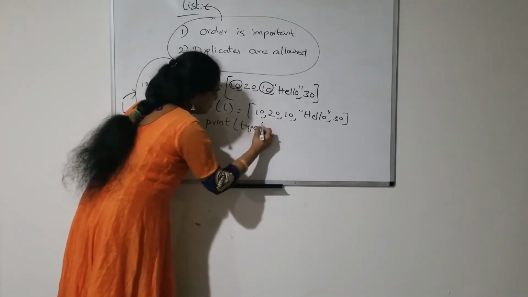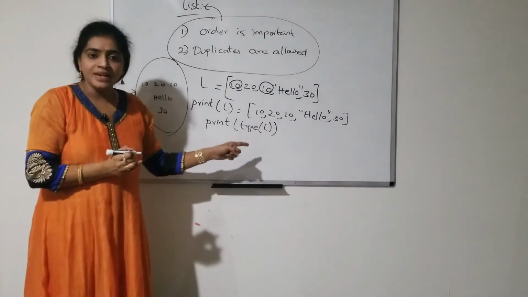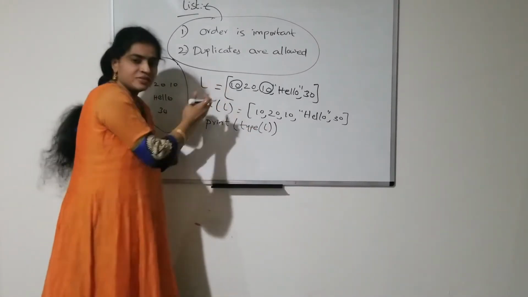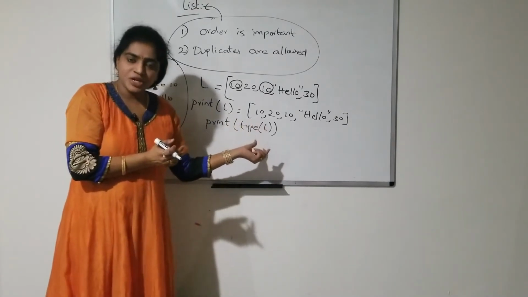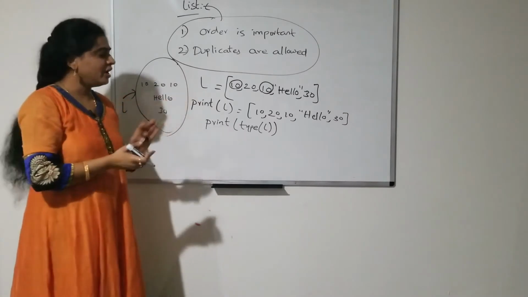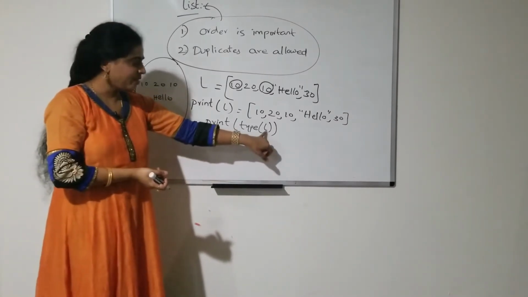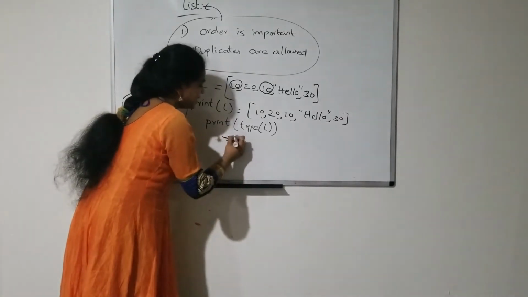So, what is the purpose of this type function? The type function is a built-in function which is used to show the data type of that element, the data type of this variable. So, here the output is list data type.